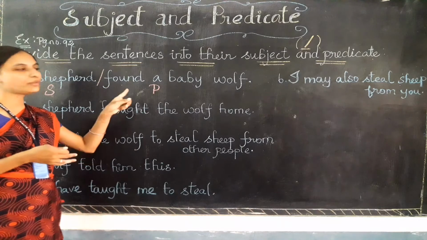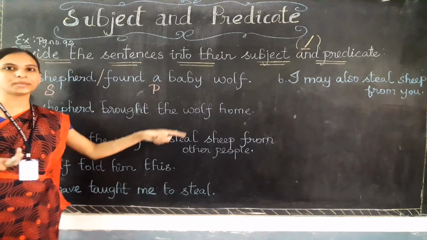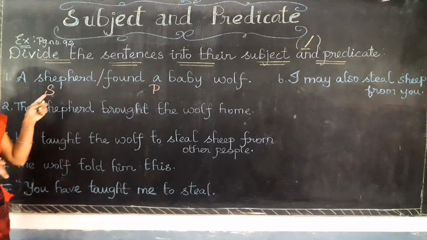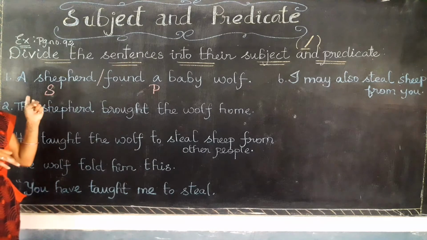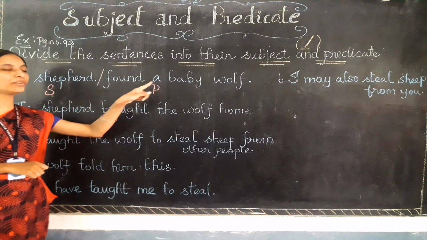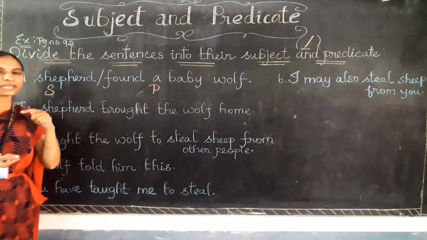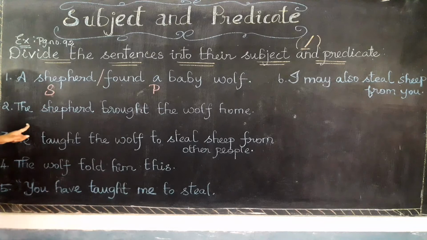The shepherd found a baby wolf. Found a baby wolf. Who found a baby wolf? The shepherd only. So the shepherd, a shepherd will be the subject, and from the verb, all other words will refer to the predicate only. Very easy, no? Okay, let's go for the second.